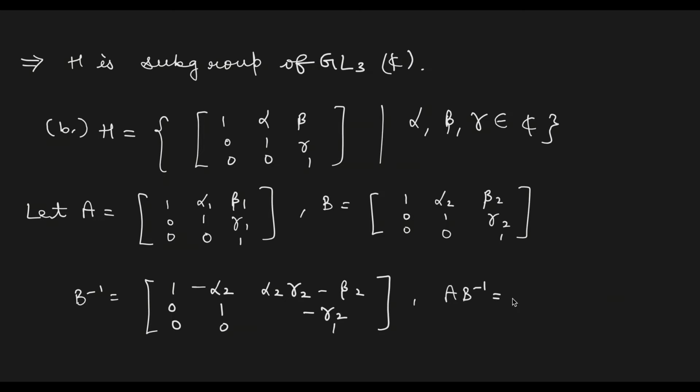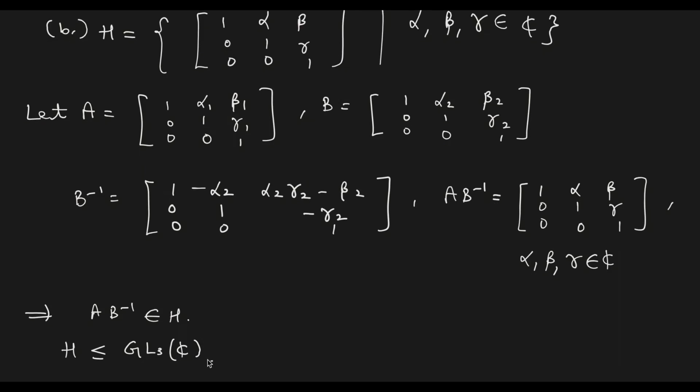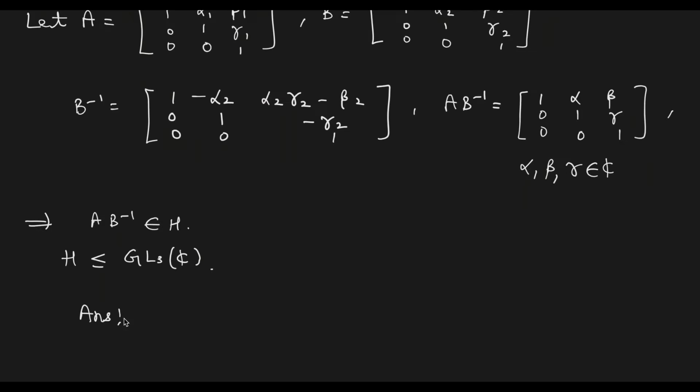AB inverse will be, on multiplying these two matrices, I will get 1 0 0, alpha 1 0, beta gamma 1. Alpha, beta, gamma belong to complex numbers. AB inverse belongs to H. So H is a subgroup of GL3C. Similarly, we can verify the C part also. So the answers are options A, B, C.